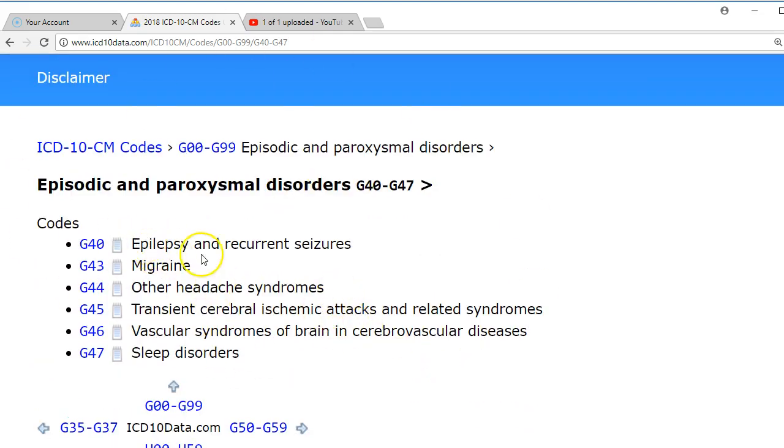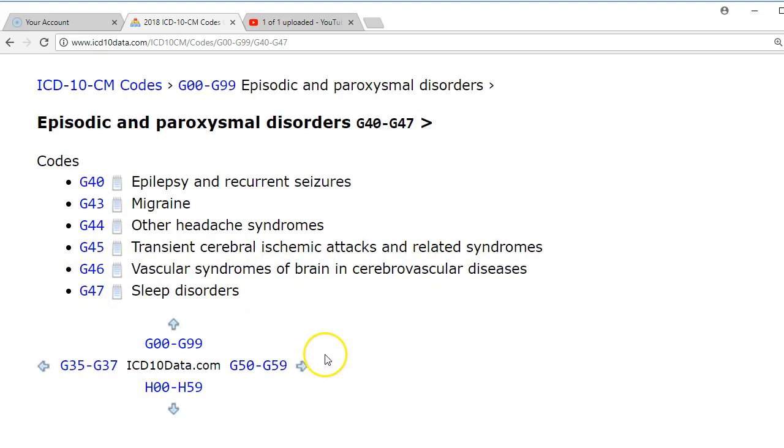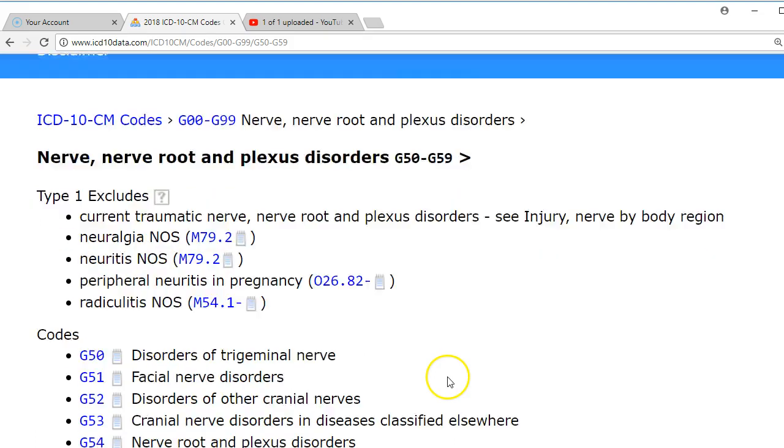Then, again, epilepsy and recurrent seizures, all different types of migraines. So again, you can see just tons and tons of different types of migraines, different headache symptoms, transient cerebral ischemic attacks. So transient cerebral ischemic attacks, they're like mini strokes that don't affect the body, meaning they don't leave lasting effects. And then we have vascular syndromes of cerebrovascular diseases. Sleep disorders, remember, are also in here. A lot of people forget that.